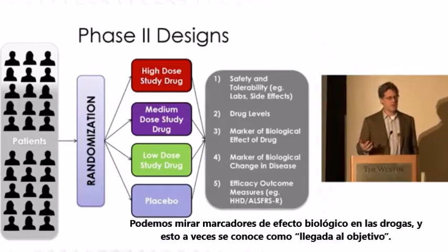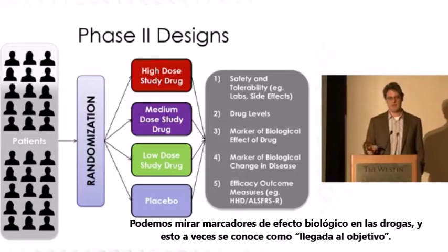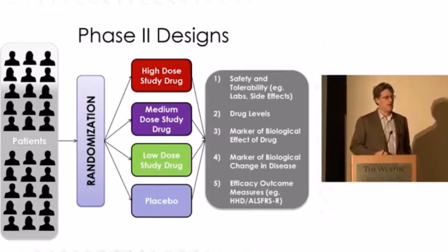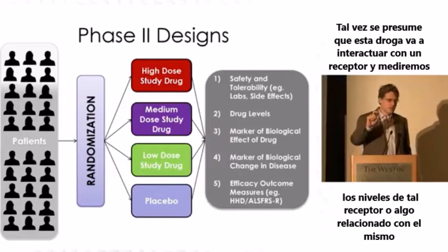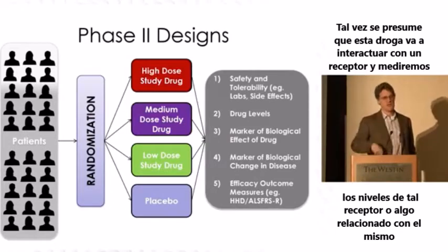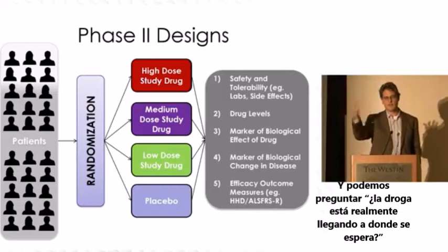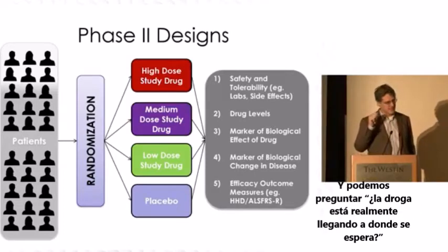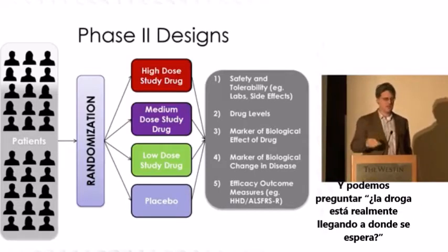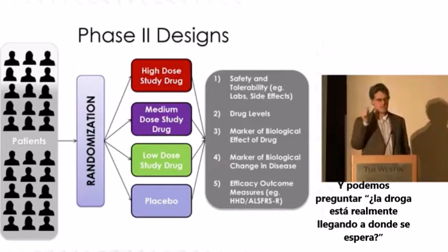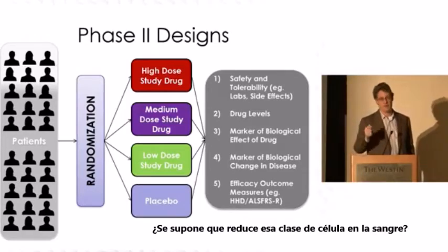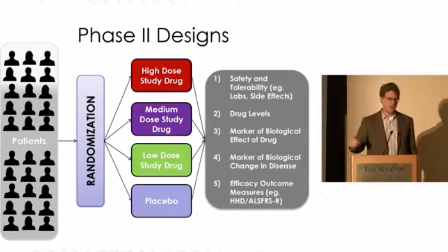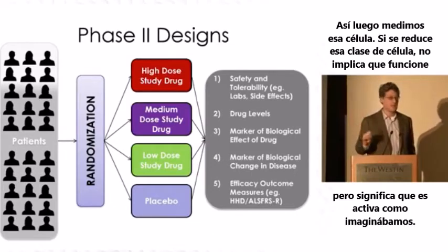We may be looking at markers of biological effect of the drug, and we sometimes call this target engagement. That's sort of the term of art. Maybe this drug is supposed to interact with a receptor, and we can measure the levels of that receptor or something downstream of that receptor, and we can just say, is the drug actually getting to what it's supposed to get to? Is it supposed to reduce a kind of cell in the blood? And we measure those cells in the blood, and it's reducing that kind of cell. Okay, it's active, at least. Doesn't mean it's working, it just means it's active in the way that we thought it would be.